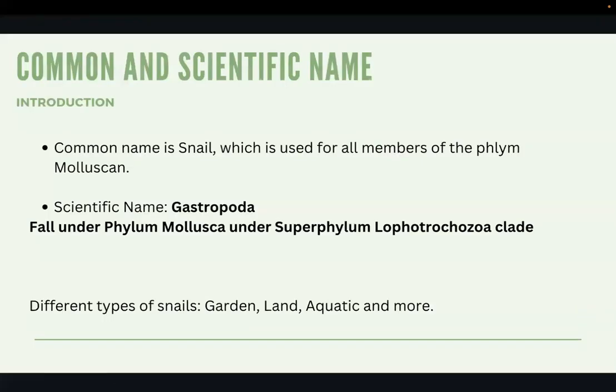So the common name is snail, which is used for all members in the phylum Mollusca, and the scientific name for snails is Gastropoda, and these fall under the phylum Mollusca as mentioned, and they also fall under the superphylum Lophotrochozoa clade. And there are different types of snails, so there's garden snails, land snails, and aquatic snails, and many more.